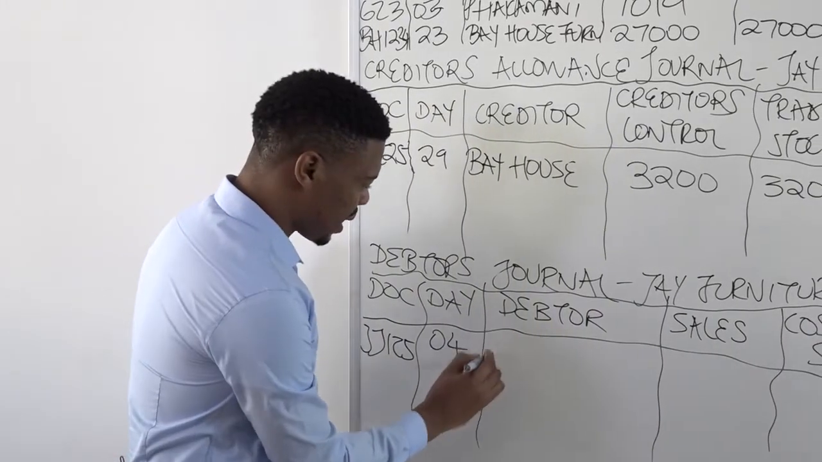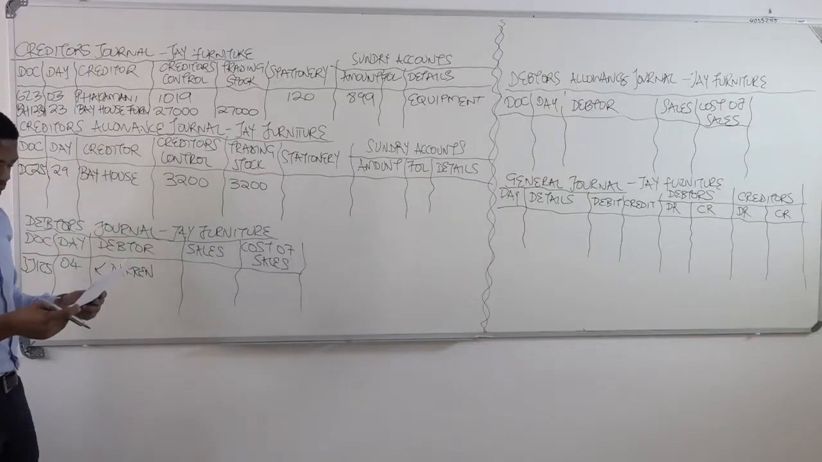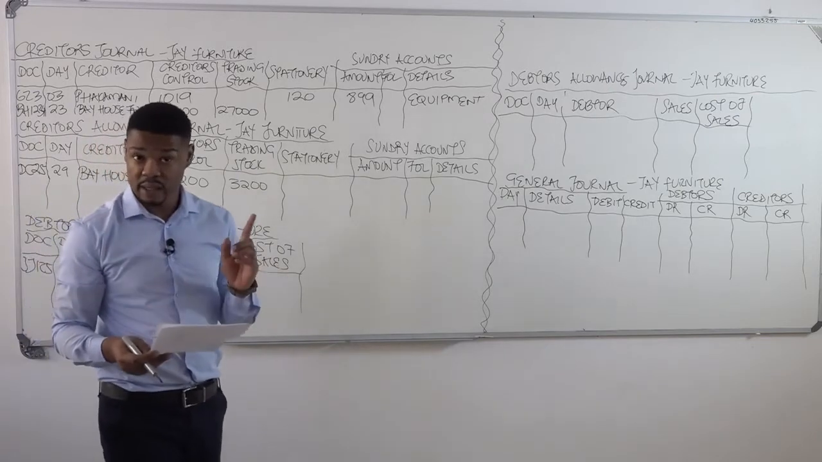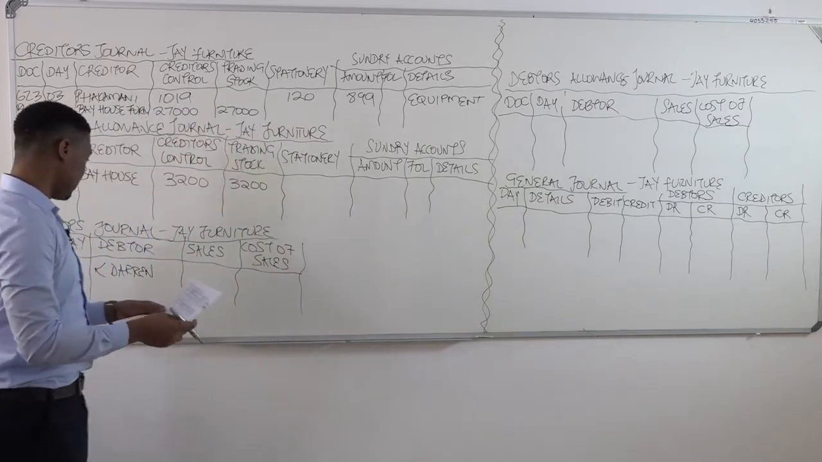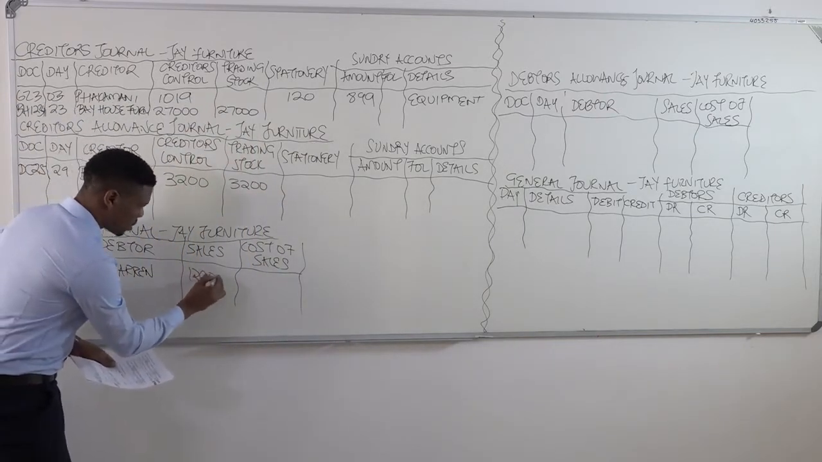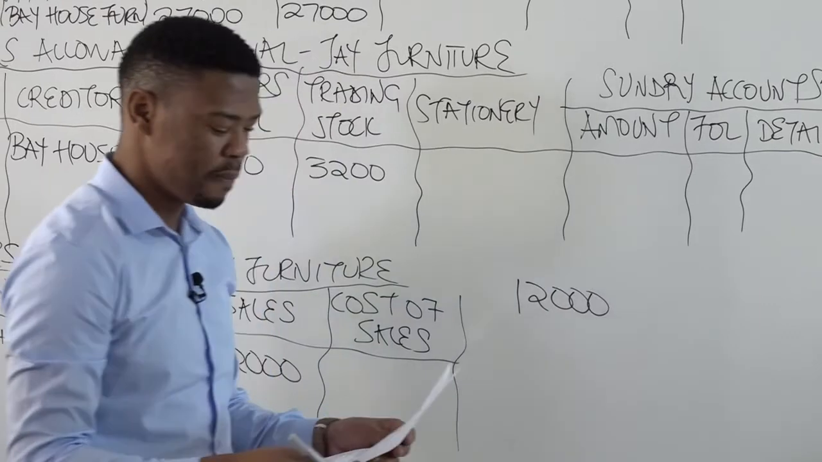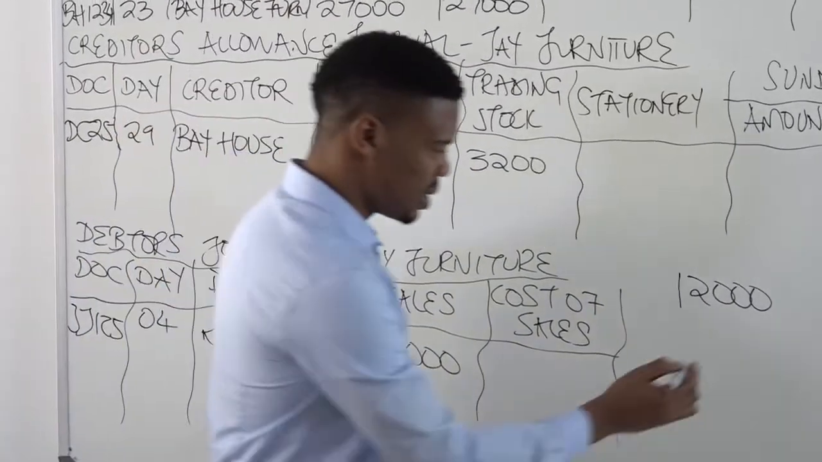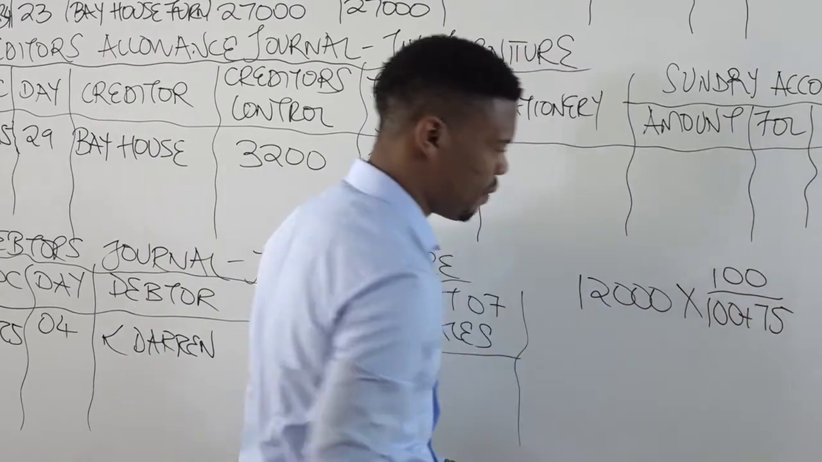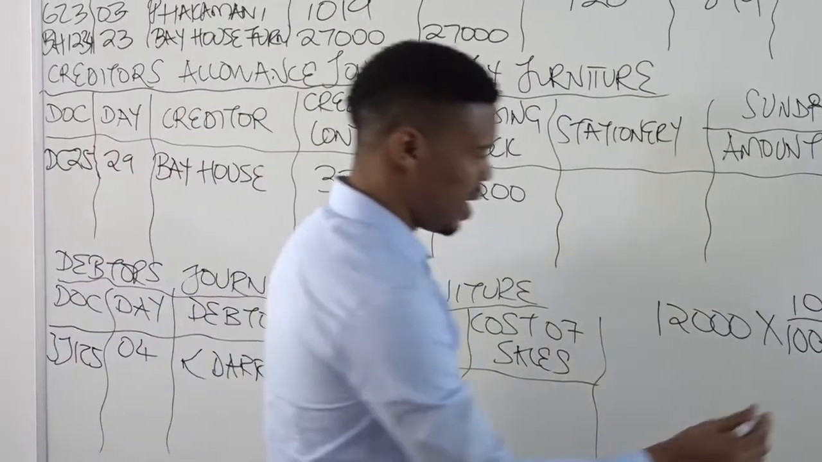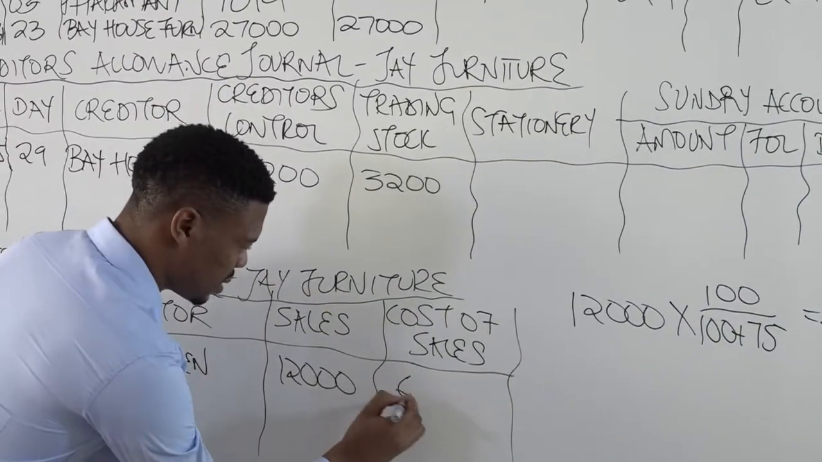The debtor was K. Darren. We sold to him for 12,000. Remember, whenever we sell, we have a markup to consider. So we sold to him for 12,000. The calculation, I will quickly do it here to show you and remind you how we calculate your cost of sales amount. 12,000 times 100 divided by 100 plus the markup of 75% that I spoke about earlier on. The answer for that is 6857, and we will put that in as cost of sales.